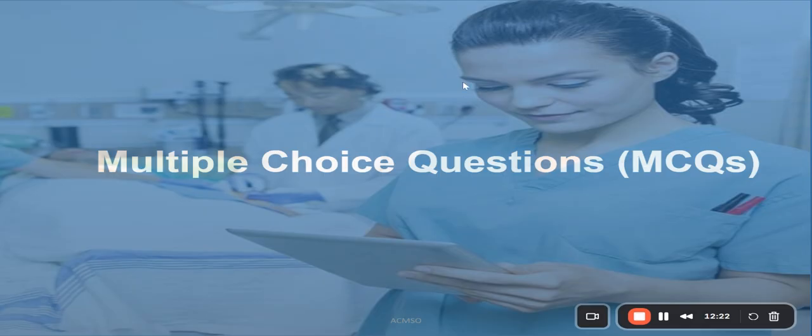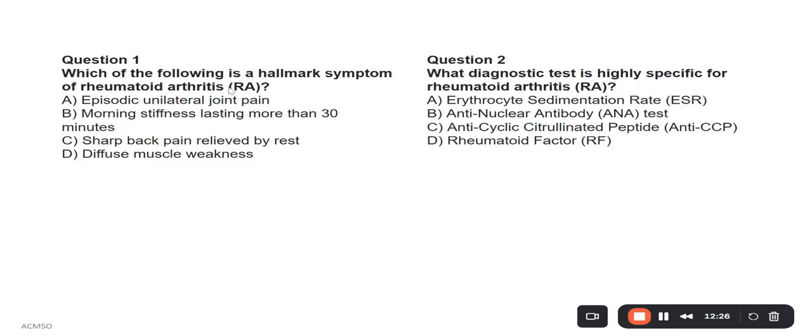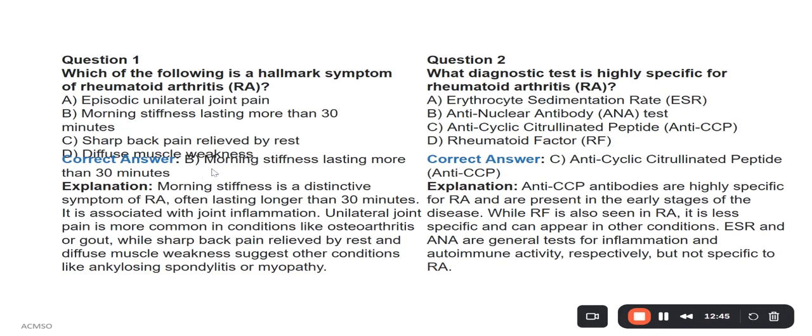Question 2. What diagnostic test is highly specific for rheumatoid arthritis, RA? Means a diagnostic test for RA. Is it A, ESR, B, ANA test, C, anti-CCP test, or D, RF test? So all of them might be positive, most likely, with RA. However, ESR is positive in RA as it is positive in any other cases.